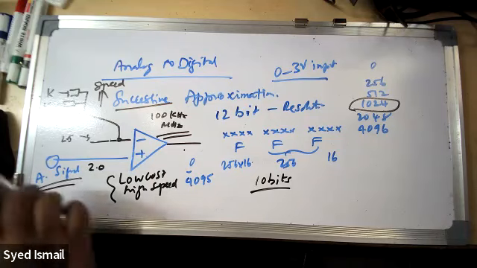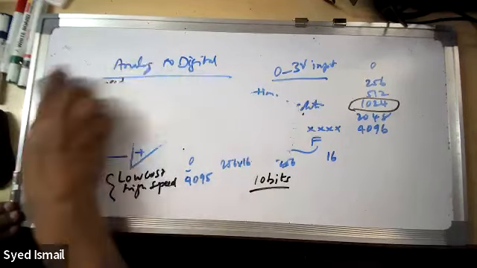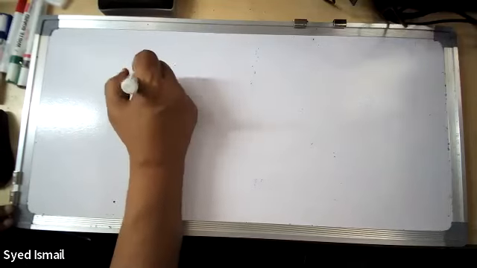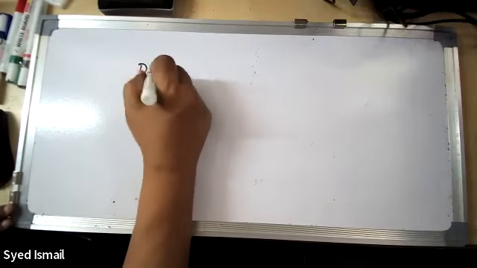So we'll come back to the second method. Second is called dual slope.